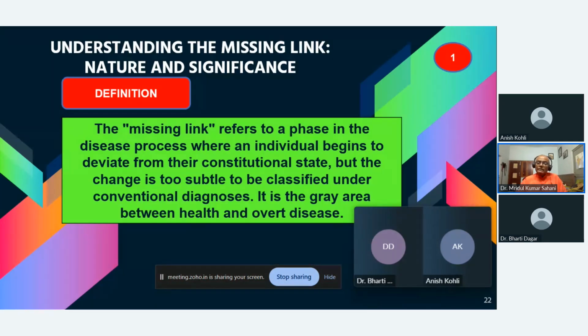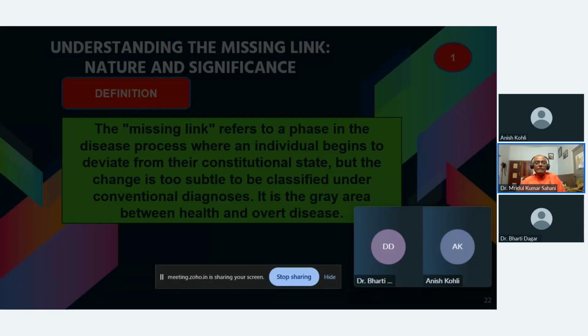The missing link refers to the phase of the disease process where an individual begins to deviate from their constitutional state, but the changes are too subtle to be classified under conventional diagnosis. It is the gray area between health and disease. So this is the gray area you have to look into. You have to practice looking at the gray area of the case.